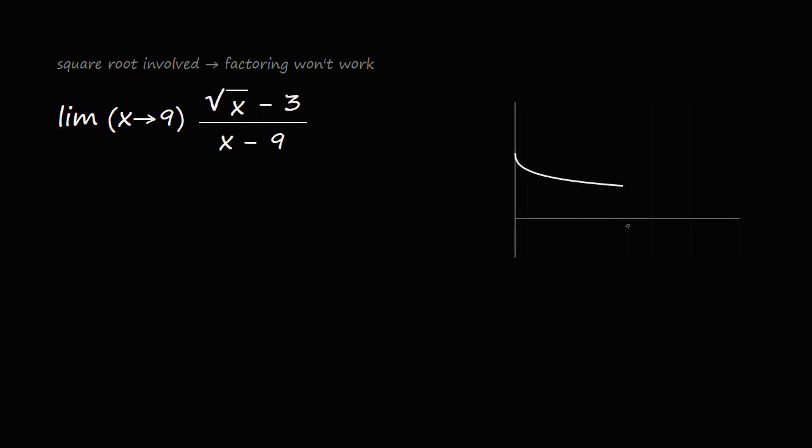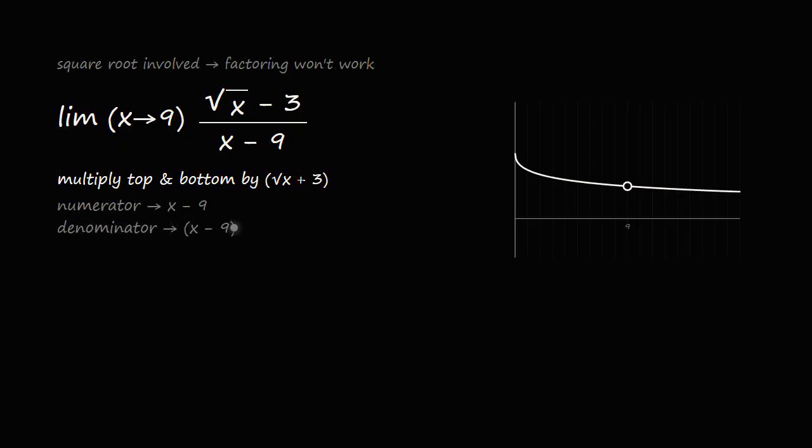That's when you multiply top and bottom by the conjugate, the same expression with the sign flipped. Example, the limit, as x approaches 9, of the square root of x minus 3 over x minus 9. Multiply top and bottom by the square root of x plus 3. The numerator becomes x minus 9. The denominator becomes x minus 9 times the square root of x plus 3.